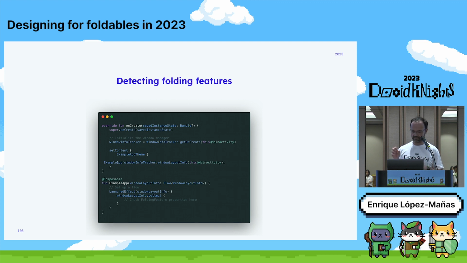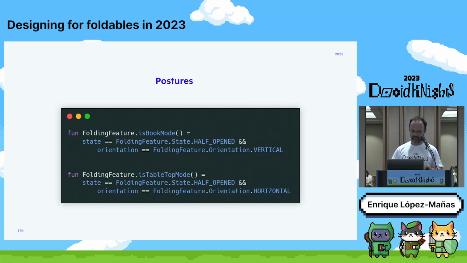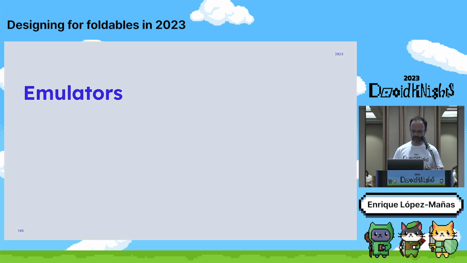This is how we would typically call it in a composable. We could have a launched effect. We will call the window layout info, collect, and bring everything into our application. Folding features allows us to find if the device is in book mode by checking the state and the orientation. The same for the tabletop mode. We can check the state and the orientation and decide whether the device is on one side or the other.